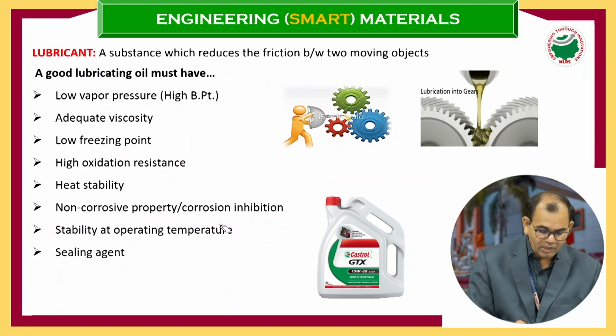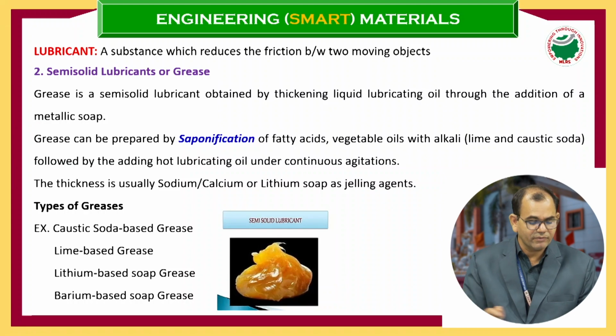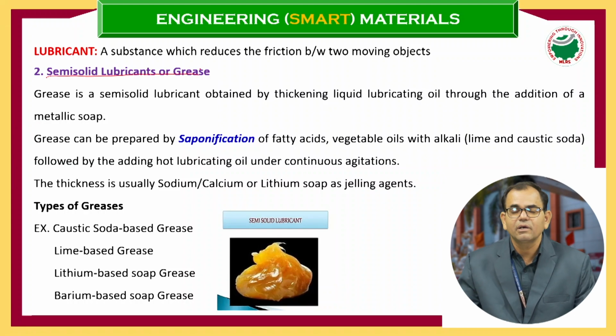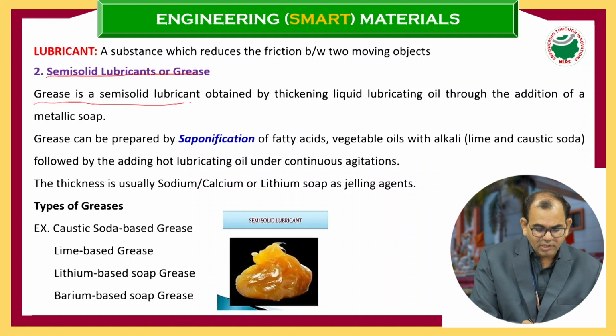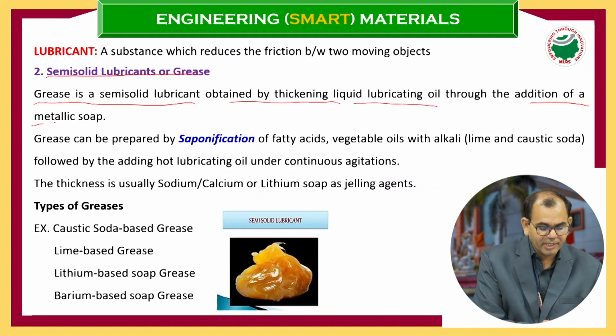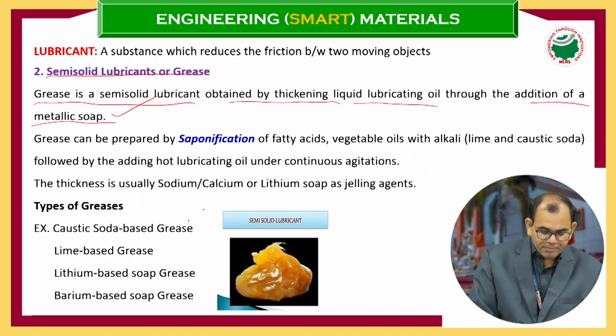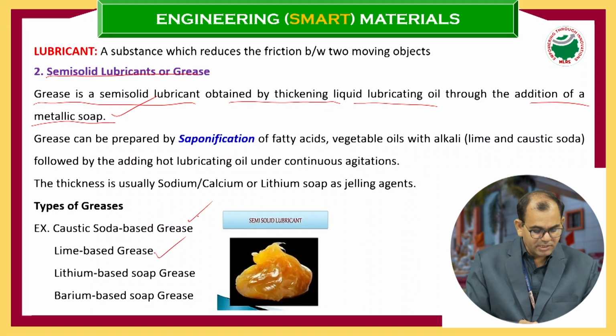Okay, now here we can see the first one is liquid based lubricant, the second one is semi solid lubricant or grease. We all know that tractors, bikes, chains are applied with this grease to avoid friction. Okay, so grease is a semi solid lubricant obtained by thickening liquid lubricating oil through the addition of metallic soap. What is grease basically? Caustic soda based grease, lime based grease, lithium based grease, barium based grease.